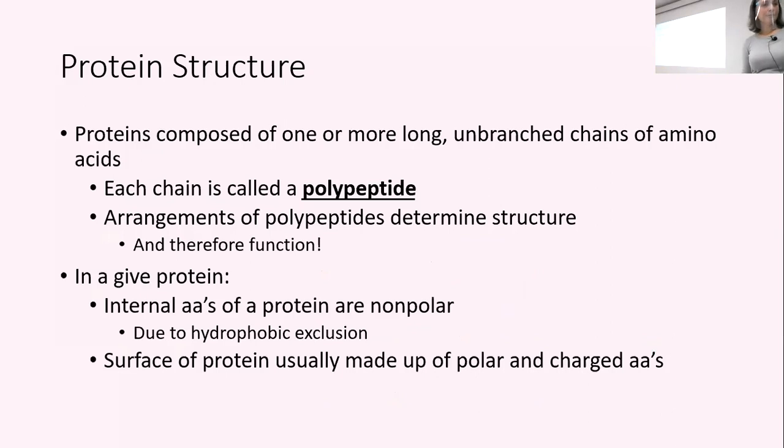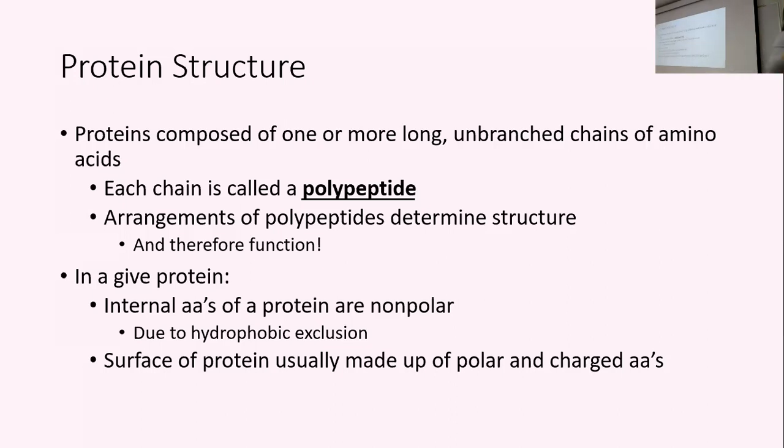All right. So, proteins are composed of amino acids, right? One or more long unbranched chains. You can just think of them like these pop bead chains, right? These long unbranched chains of amino acids. And every chain of amino acids is called a polypeptide, which makes sense, right? It's basically a long chain of things linked by peptide bonds. So it's a polypeptide chain, right? And the arrangements of these polypeptides and their functional groups determine the structure and therefore function of the protein, right?